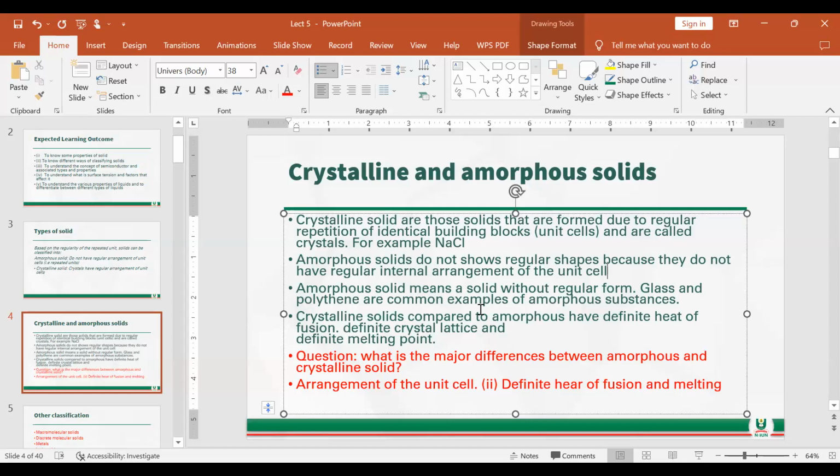crystalline is definite, maybe 200. If it's 500, it's 500, not between 500 and 300 and 600. But amorphous, it will be a range. You can't say this is exactly the melting point of an amorphous compound. So that is what you see there.